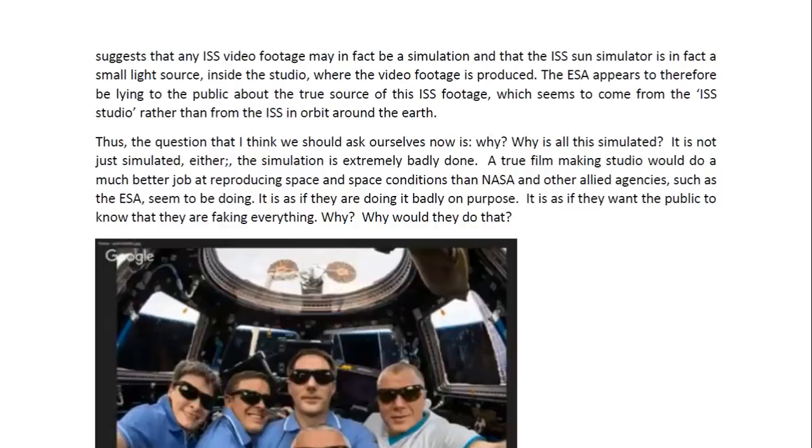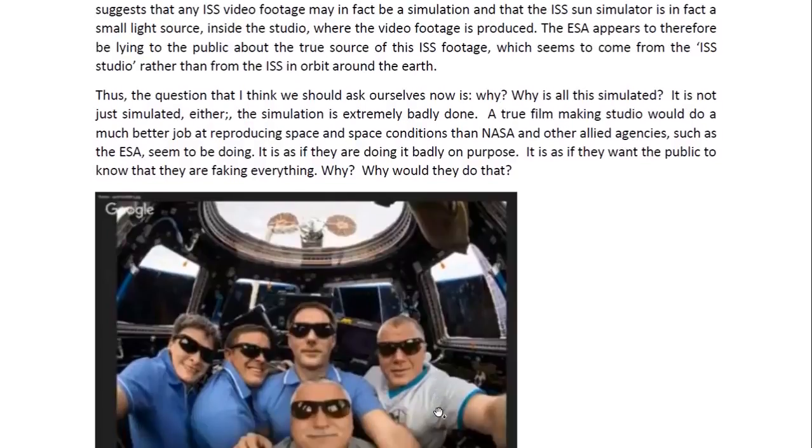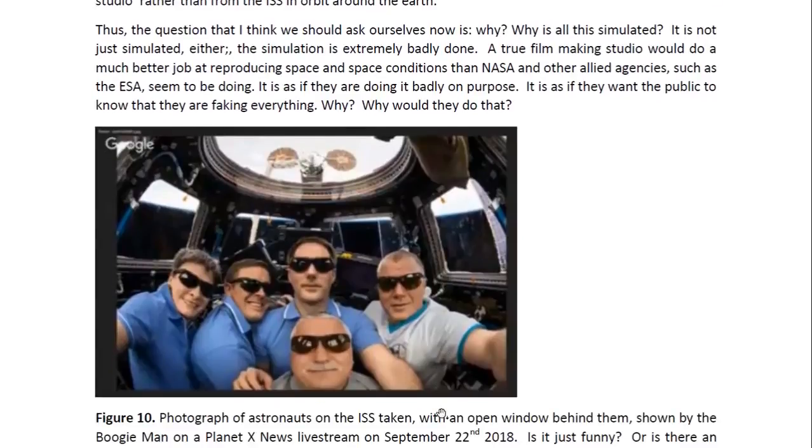Thus, the question that I think we should ask ourselves now is why? Why is all this simulated? It is not just simulated either. The simulation is extremely badly done. A true filmmaking studio would do a much better job at reproducing space and space conditions than NASA and other allied agencies such as the ESA seem to be doing. It is as if they are doing it badly on purpose. It is as if they want the public to know that they are faking everything. Why? Why would they do that?